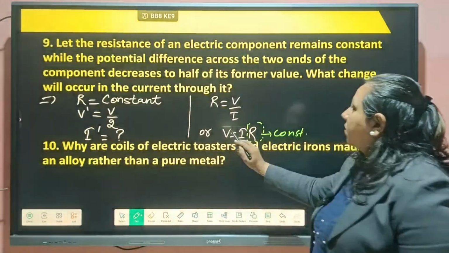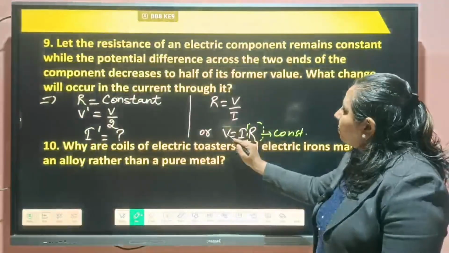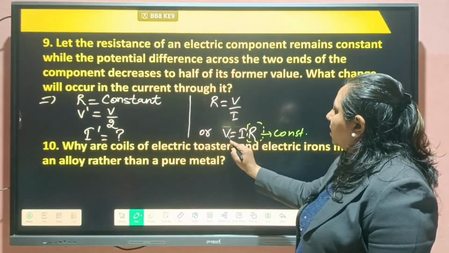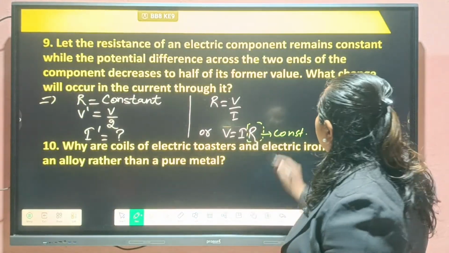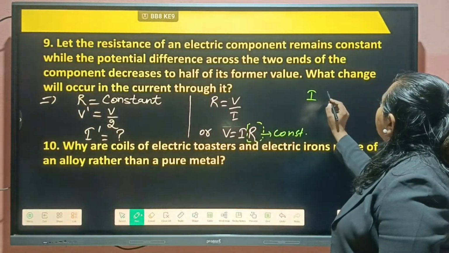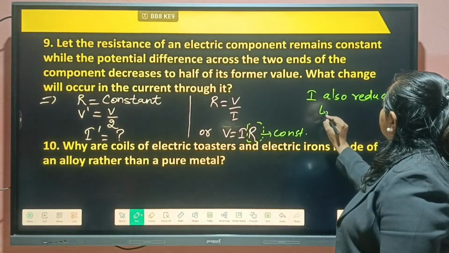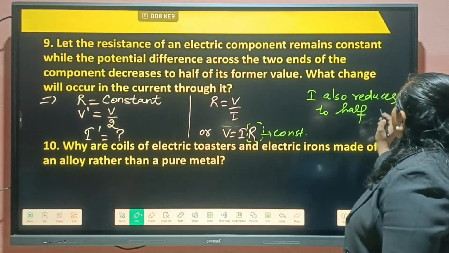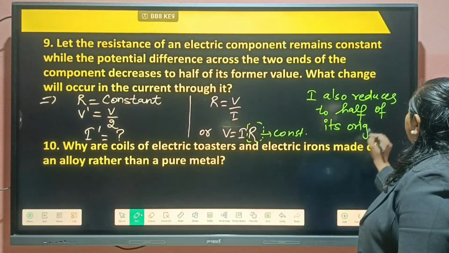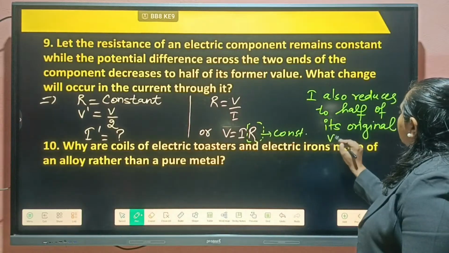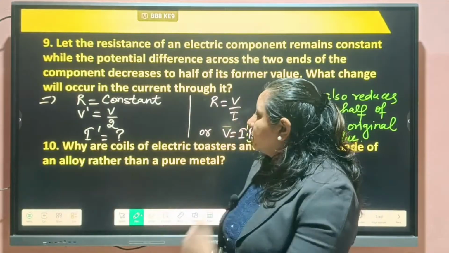So whatever changes occur in V, similar changes occur in I, because they have a direct relation. So if you halve the potential difference, current also reduces to half. So what is the answer? Current also reduces to half of its former or original value, right?